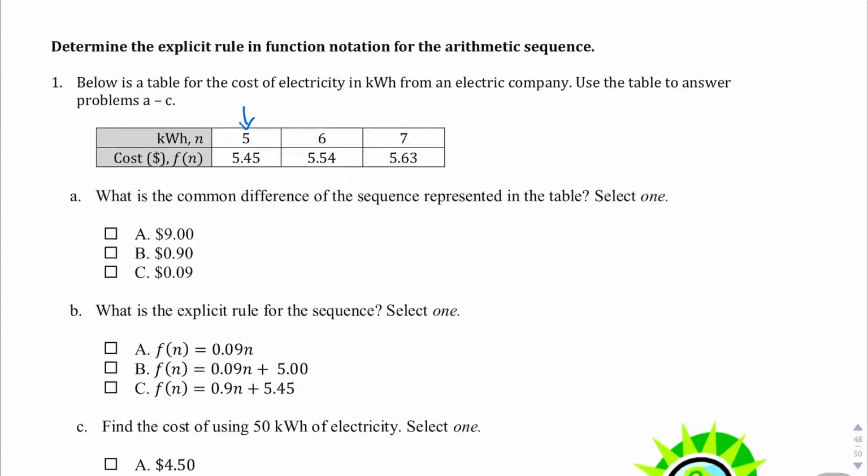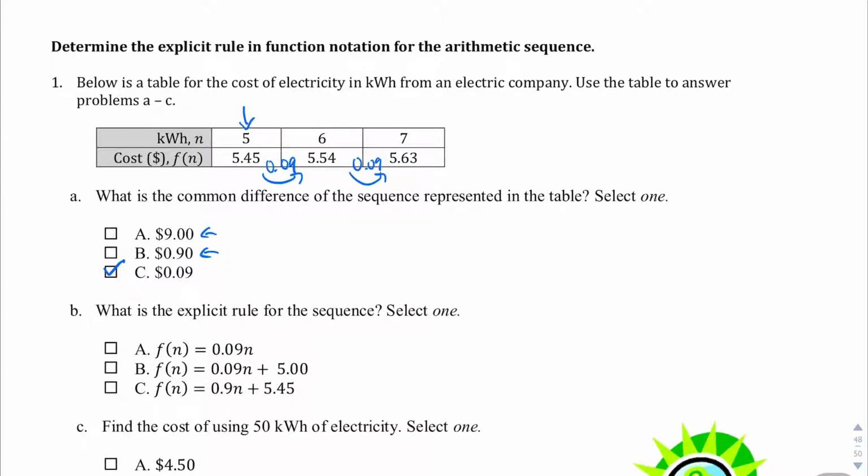So let's take a look though. What is our common difference? Well, we're increasing by 9 cents, which is a completely different decimal, 0.09, okay? So what's the common difference? That's question A. Well, it's 9 cents, not $9, not 90 cents. We want 9 cents. So the correct answer there is C.